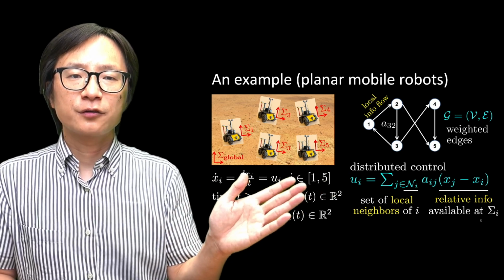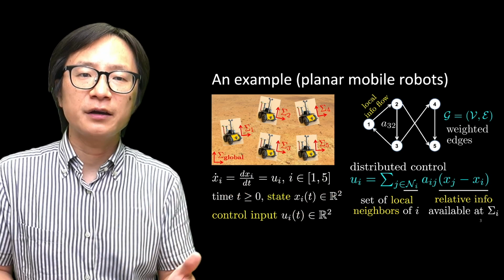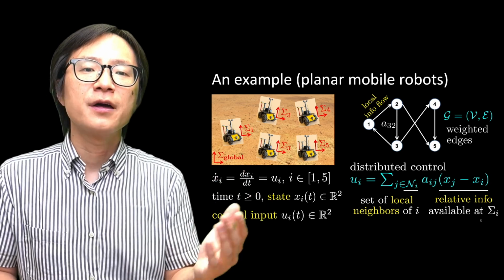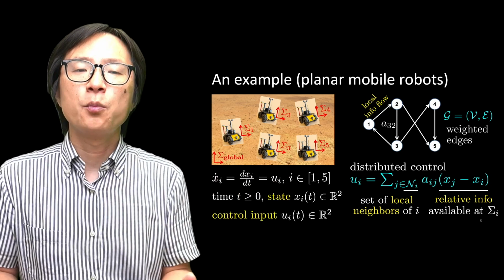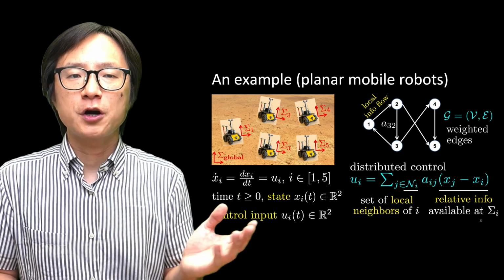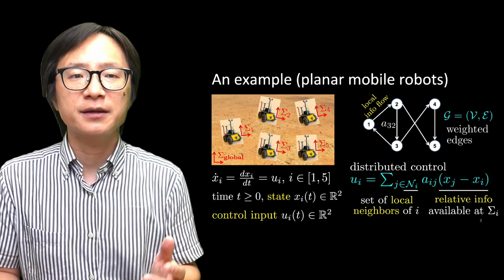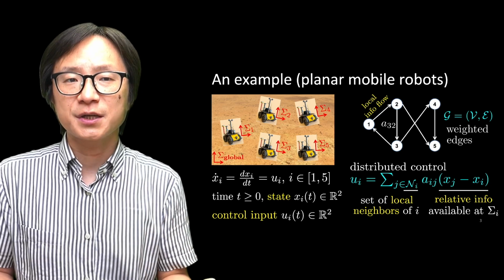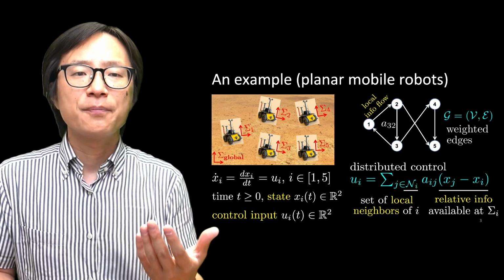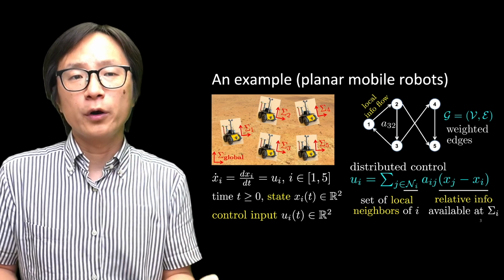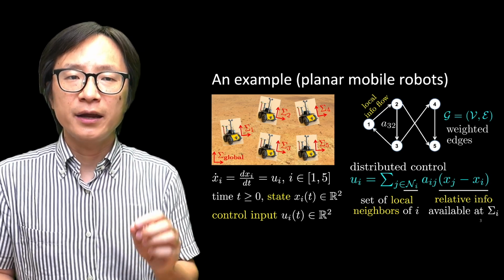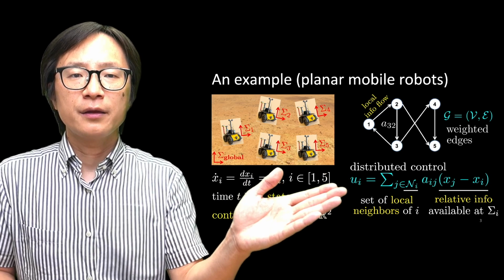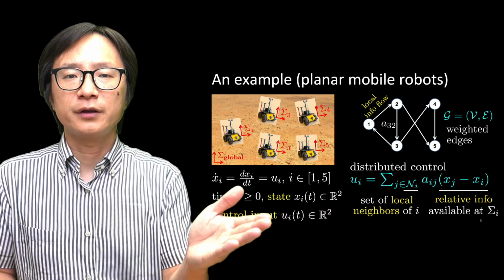The set script N sub i is the set of all local neighbors of rover i, namely those nodes in the graph that have a directed edge pointing to node i. And the term on the right in the bracket, xj minus xi, is the relative information. In this scenario, it is the relative position that can be measured by, for example, the onboard camera of rover i in its local coordinate frame. Now let's plug this distributed control ui into the dynamics equation.